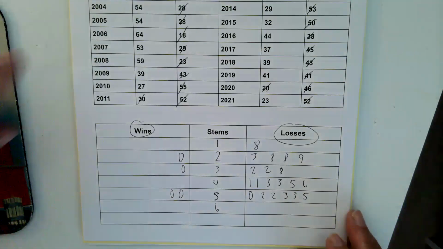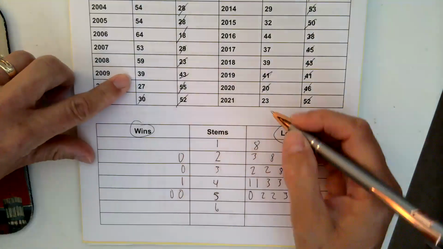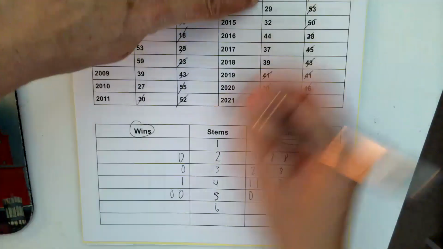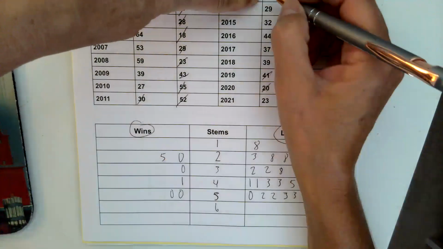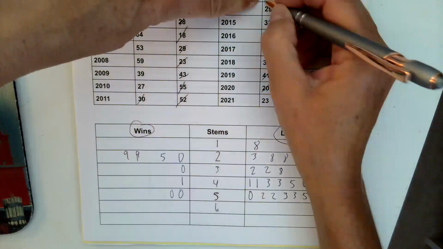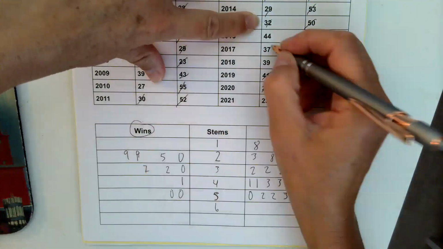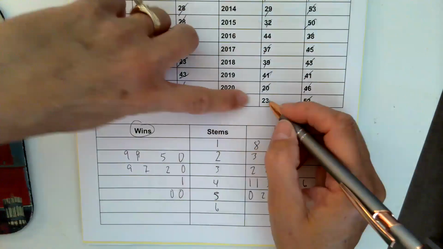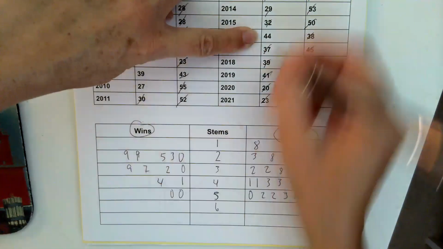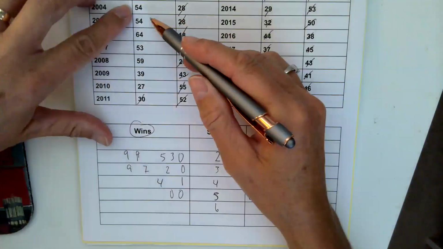And then on the wins, 41. It looks like we have 25 to 29, 32, 37, 39. Oh, I missed the 23, so I'm going to slip that in here. 44. So it looks like I have everything over here crossed off, and I'm going to go over here.